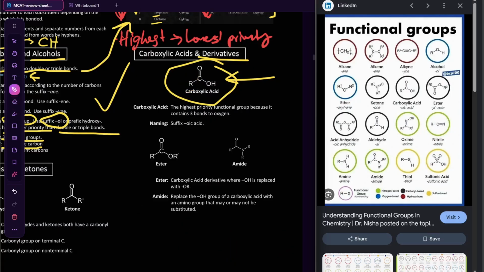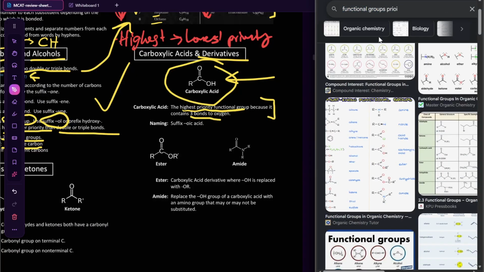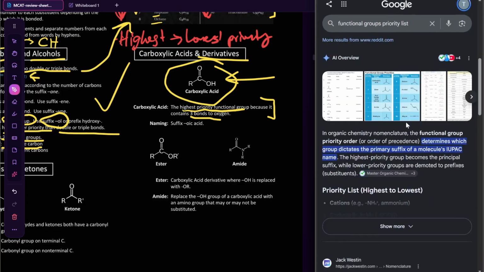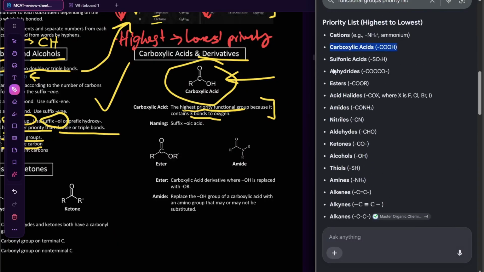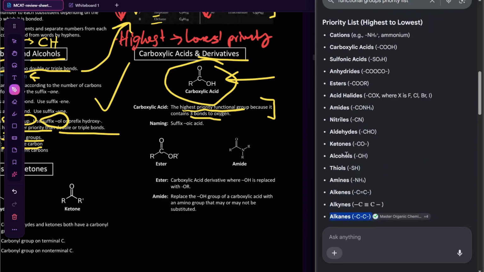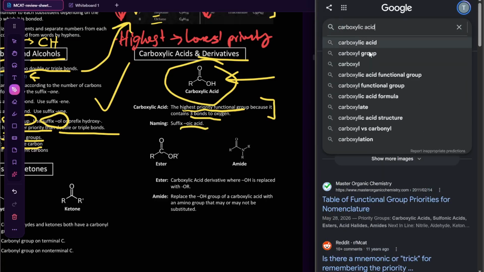And so the main thing about carboxylic acid is it looks like that. It's the highest priority functional group because it contains 3 bonds to oxygen. So really what you have to take from that is it's highest priority, and you have to memorize the functional groups priority list. Where was our priority list by Google? Here it is. Is this correct? Yeah, so highest priority. They added some extra stuff here that you don't necessarily have to know all of, but yeah, highest priority to lowest priority. Now we can get into naming it with oic acid. So carboxylic acid.